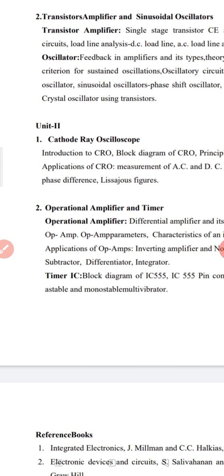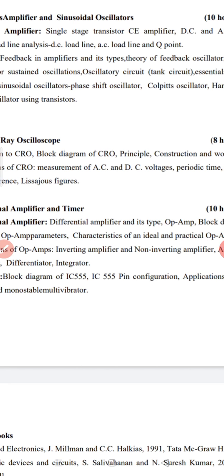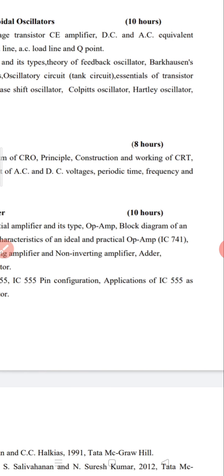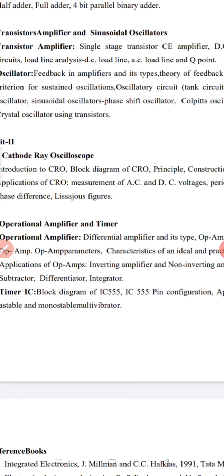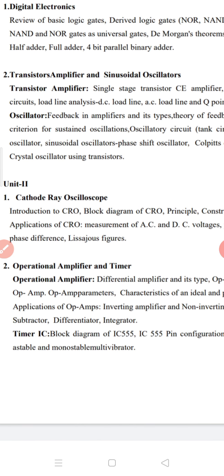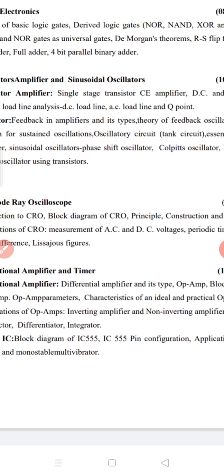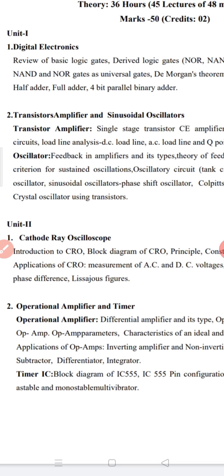criteria for sustained oscillation. There is a criterion for what the gain of the oscillator would be and the amount of feedback we would be getting. This would be the basic discussion in this topic. Then the oscillator circuit: how an oscillator circuit actually looks like, we will see in a block diagram. Then the essentials of transistor oscillators, the basic things which are needed in transistor oscillators.